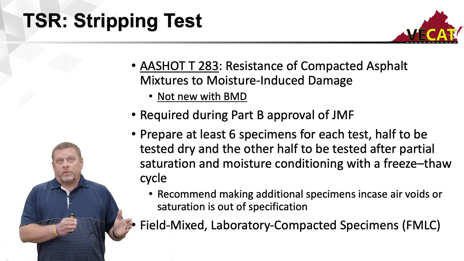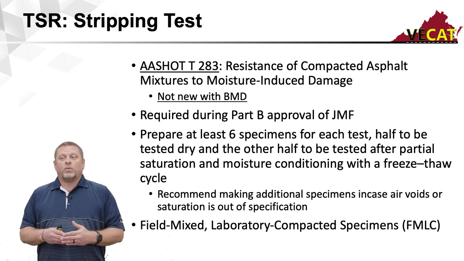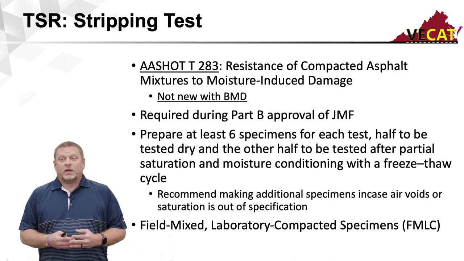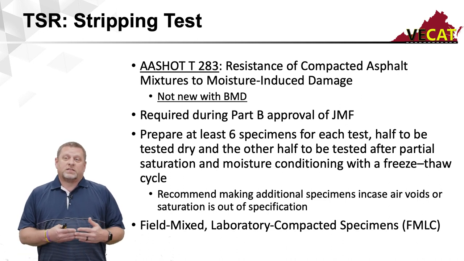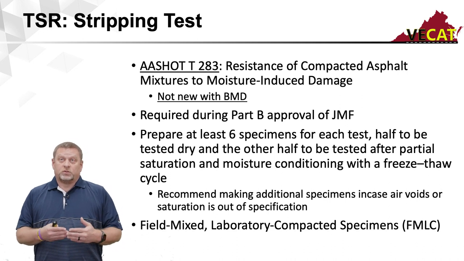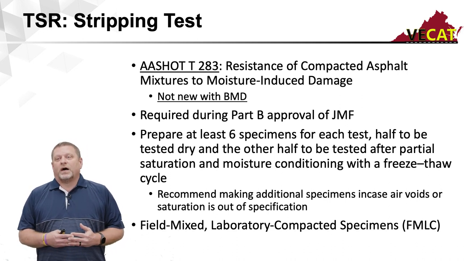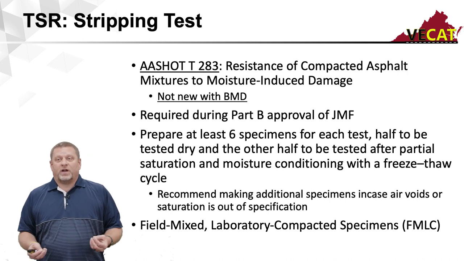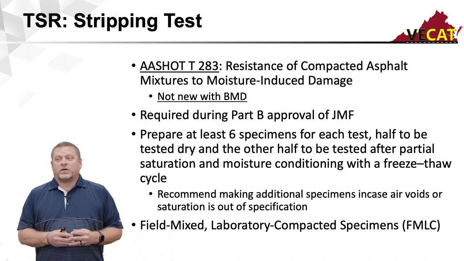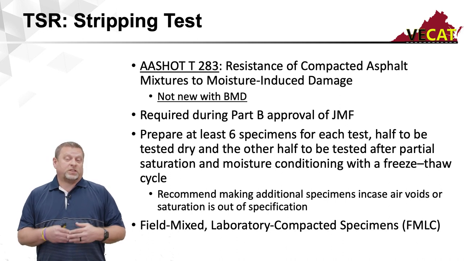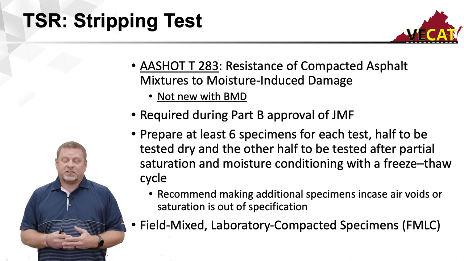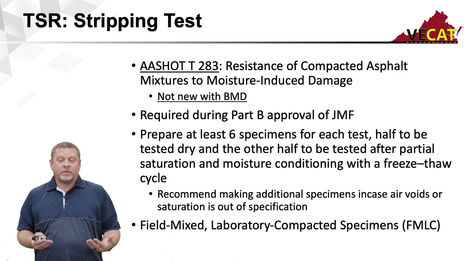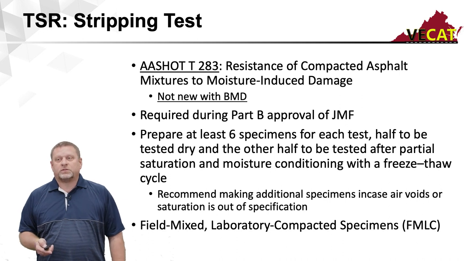For that to happen, we will be doing it once we actually start production of this mix, which is a big benefit. We're actually running the TSR on field or plant produced mix. To do this, you have to prepare at least 6 specimens for each test, tested dry and tested after a freeze-thaw cycle of conditioning. And we recommend that you make a few additional specimens, just as we show with all the other tests in this presentation, in case you're outside of the air void requirement, so you'll have a couple extra specimens you can use.